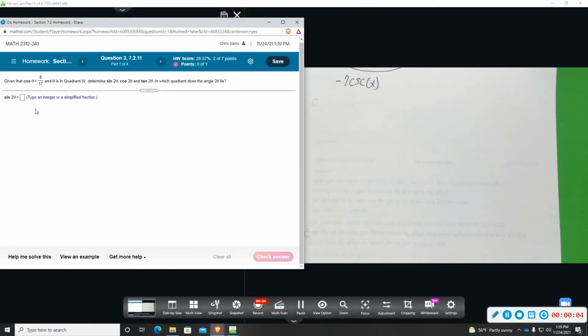Alright, question number 3. We're given that cosine of theta is 8 over 17. Theta is in quadrant 4. We want to find the value of sine 2 theta, cosine 2 theta, and tangent 2 theta. We also want to find out which quadrant 2 theta lies in, which I don't know if they want that to be a trick question or not, but they want to know what quadrant 2 theta lies in if theta is in quadrant 4.